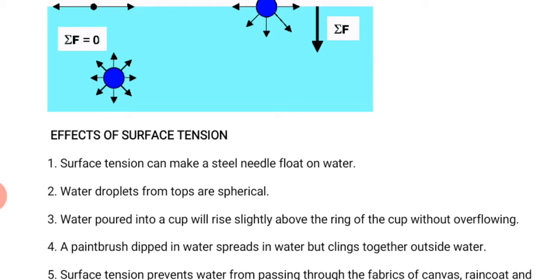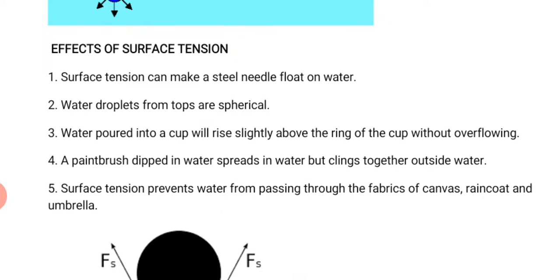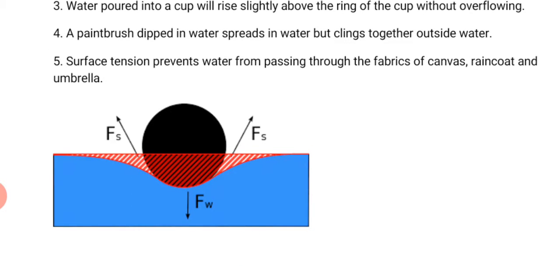1. Surface tension can make a steel needle float on water. 2. Water droplets from the top are spherical. 3. Water poured into a cup will rise slightly above the rim of the cup without overflowing. 4. A paint brush deep in water spreads in water but clings together outside water. 5. Surface tension prevents water from passing through the fabrics of canvas, raincoat, and umbrella.